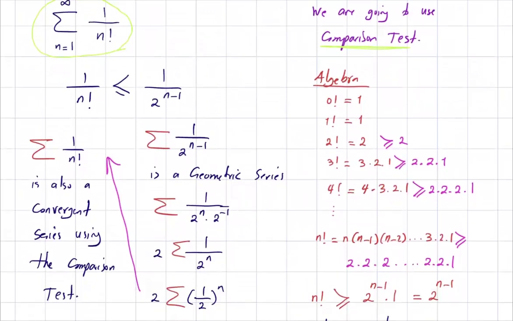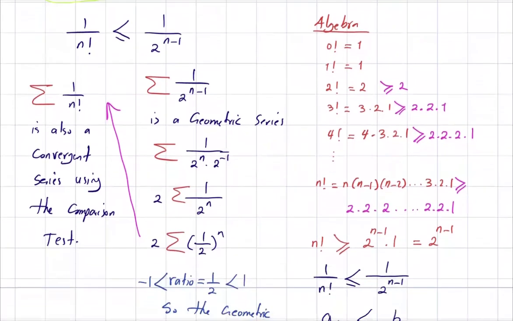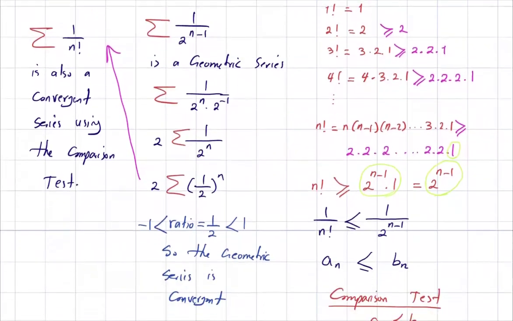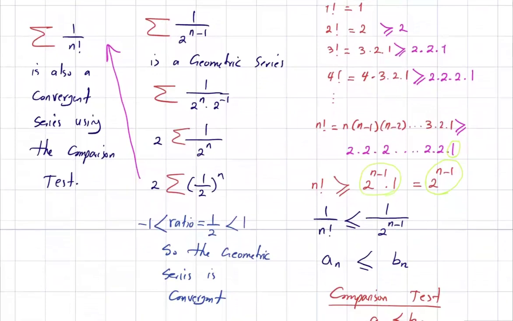3 factorial is 3 times 2 times 1, which is more than 2 times 2 times 1. 4 factorial is 4 times 3 times 2 times 1, which is obviously more than 2 times 2 times 2 times 1. With the same discussion, you can write n factorial as n times n minus 1 times n minus 2 times the rest of the terms, 3 times 2 times 1. The larger number is going to be more than or equal to 2 to power n minus 1 times 1. So you end up with 2 to power n minus 1. If you flip this, you get 1 over n factorial less than or equal to 1 over 2 to power n minus 1.